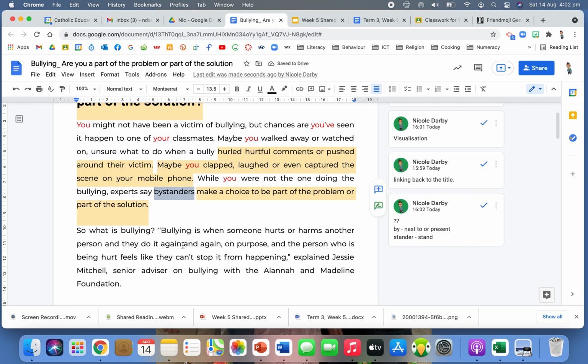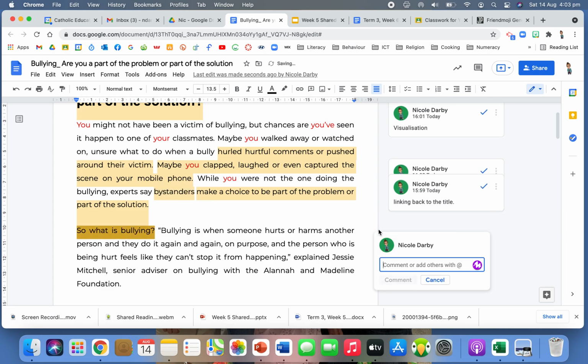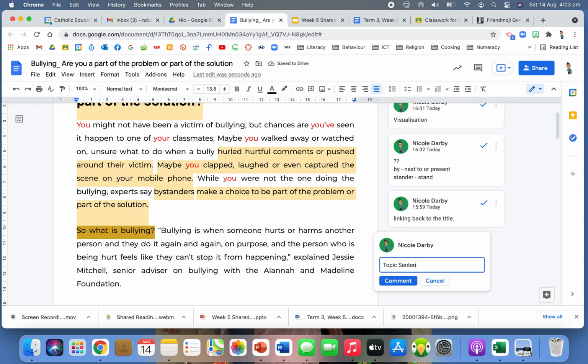All right, let's have a look at the next paragraph. What is bullying? Bullying is when someone hurts or harms another person and they do it again and again on purpose. And the person who is being hurt feels like they can't stop it from happening, explained Jessie Mitchell, Senior Advisor on Bullying with the Alana and Madeline Foundation. Oh, I love this. Straight away, topic sentence. The author is telling me what this paragraph is going to be about. What is bullying? So I know that this paragraph is going to give me a definition of what it is. It's even using a rhetorical question for my topic sentence. That's really clever as well.